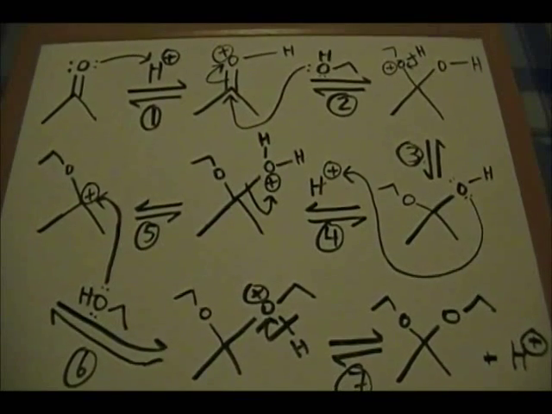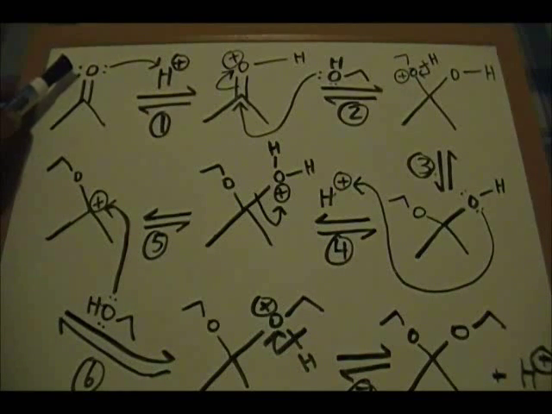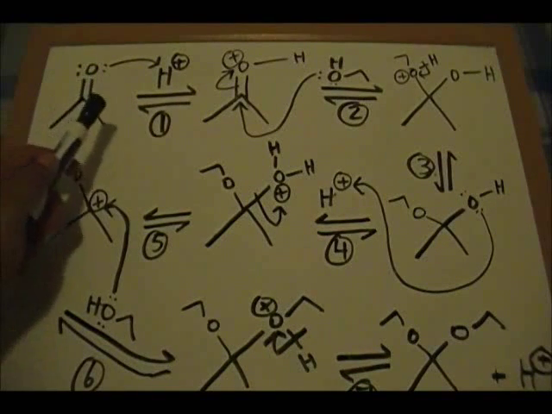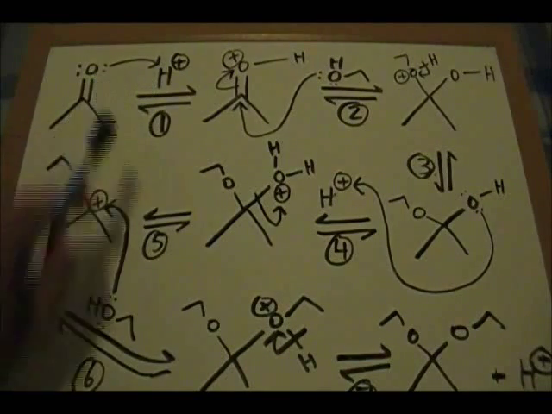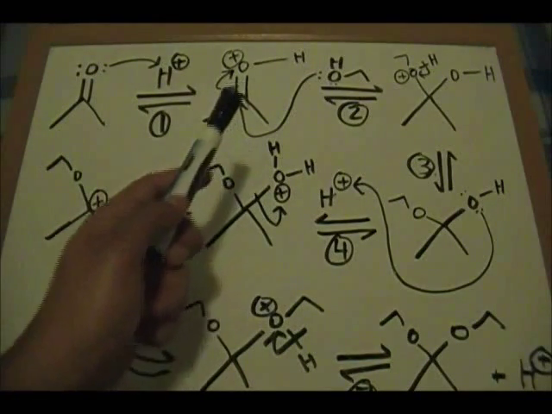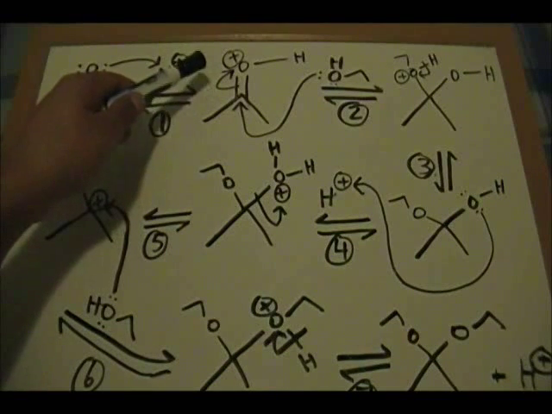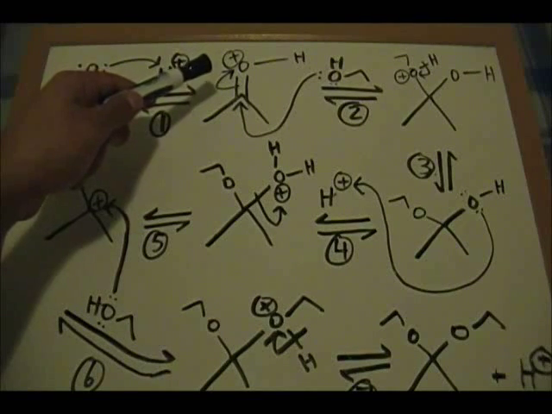So let's get started. First thing you want to do in this reaction, again, you have a ketone or an aldehyde as your starting material. You want to protonate the oxygen by using the lone pairs on the oxygen. So you're going to form a bond between the oxygen and the hydrogen using the lone pairs. So now you have your protonated system. The oxygen now has 3 bonds attached to it, so therefore it carries a formal charge of +1.